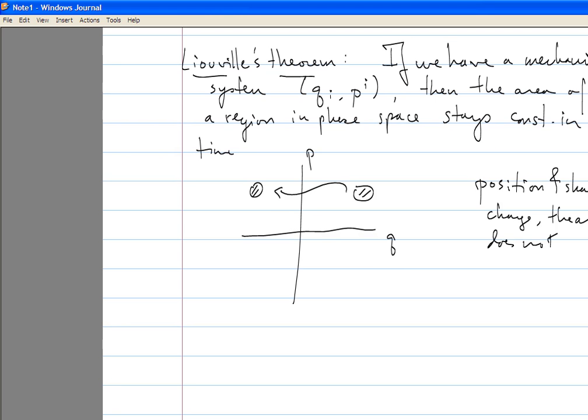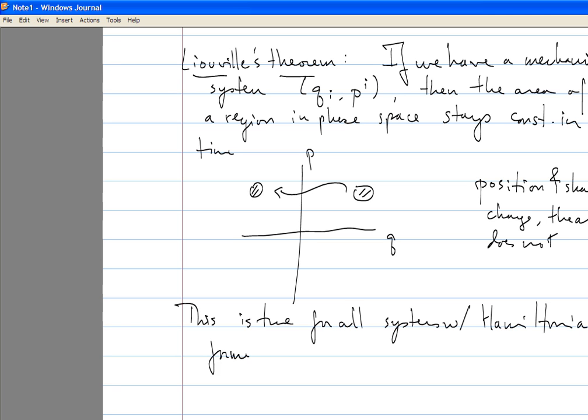So that is actually a rather remarkable result, given that we make almost no assumptions about the system, aside from the fact that it has a Hamiltonian formulation. So this is true for all dynamical systems with a Hamiltonian formulation.